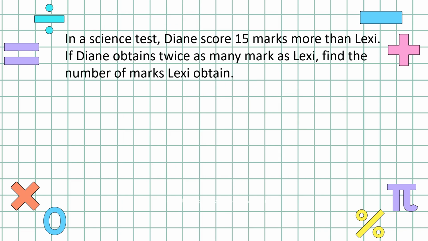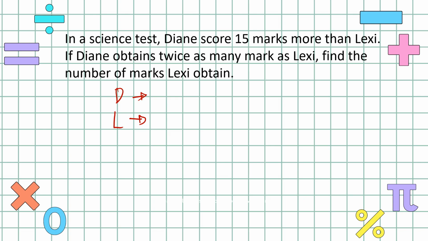For our last example: in a science test, Diane scored 15 marks more than Lexi. If Diane obtains twice as many marks as Lexi, find the number of marks Lexi obtained. So we have two people involved here. Let's represent D for Diane and L for Lexi. So what will represent Diane's score and Lexi's score?